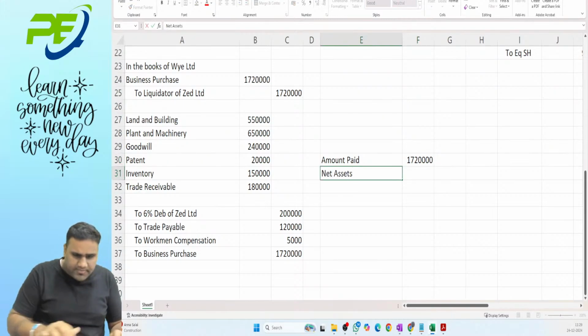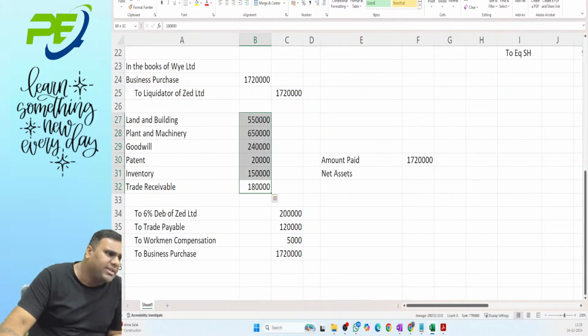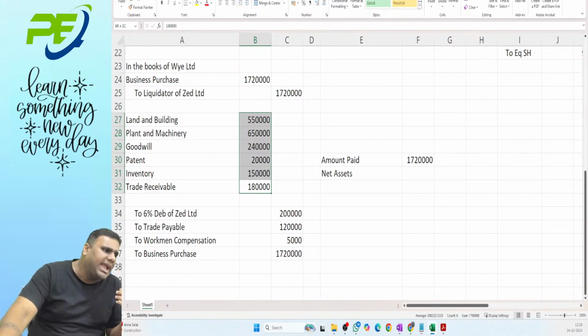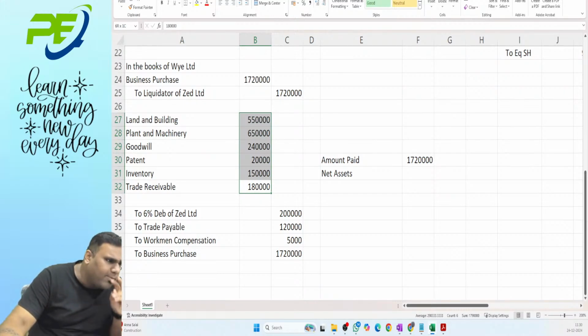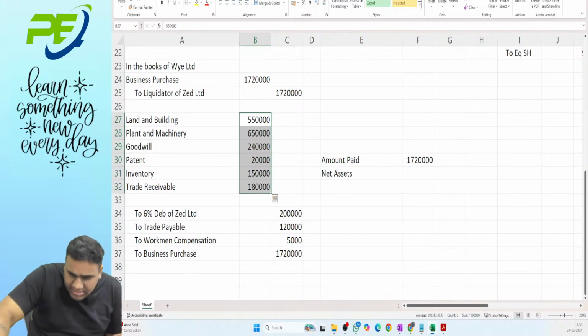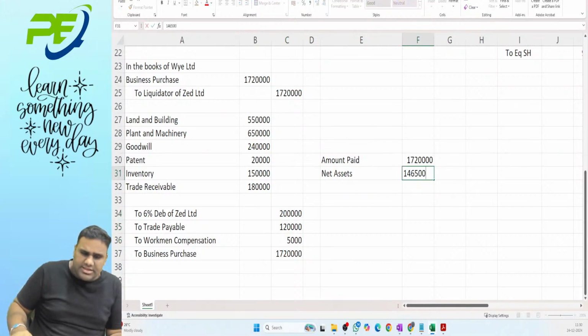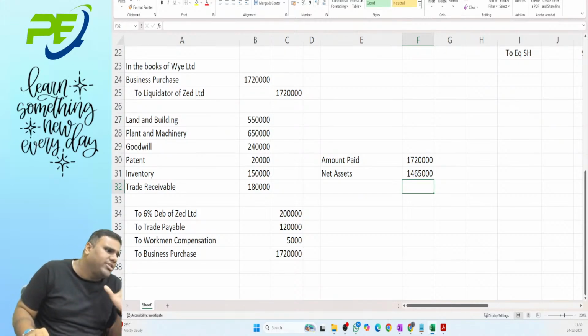Net assets which we got. Total all the assets minus the liabilities. Total all the assets minus outside liability. How much? Total of all these assets is 17 lakh 90,000 minus 3 lakh 25,000, so 14 lakh 65,000, everyone. Yes.